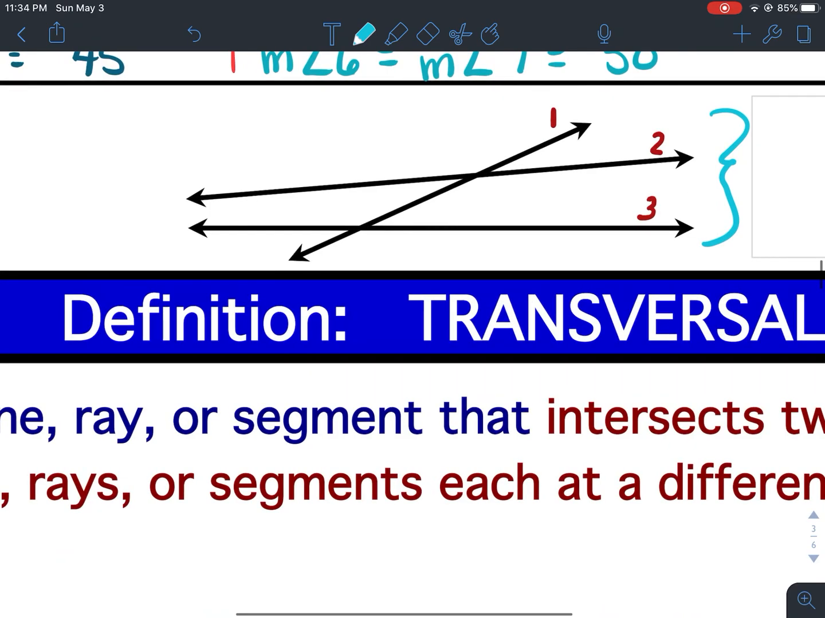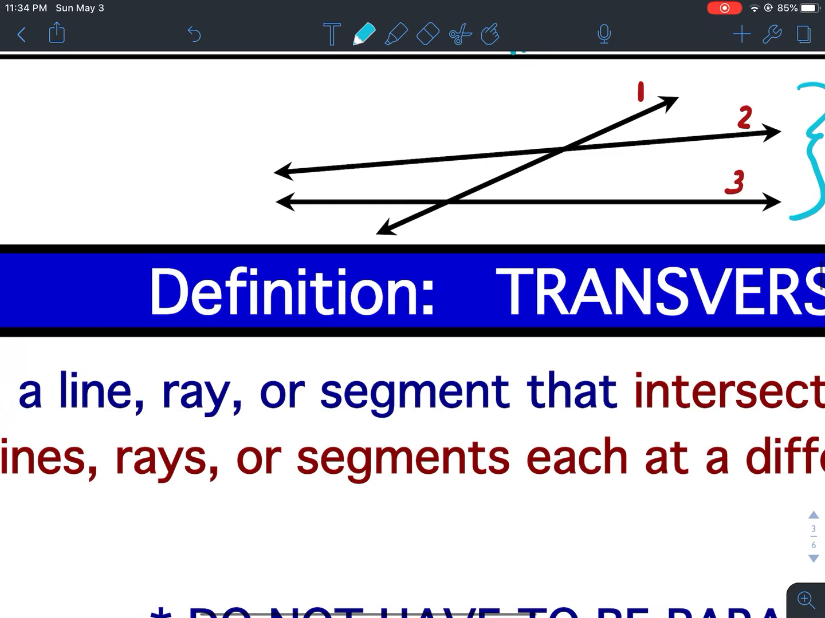So if I look at this figure here, line 1 is definitely a transversal because it cuts line 2 here and it cuts line 3 there. So it intersects both lines 2 and 3, making it a transversal. What about 2 and 3? Is 2 a transversal? Is 3 a transversal? Right now, if you look at this, the only thing you could tell is that line 2 intersects line 1 there. Line 3 intersects line 1 there. But do 2 and 3 intersect?